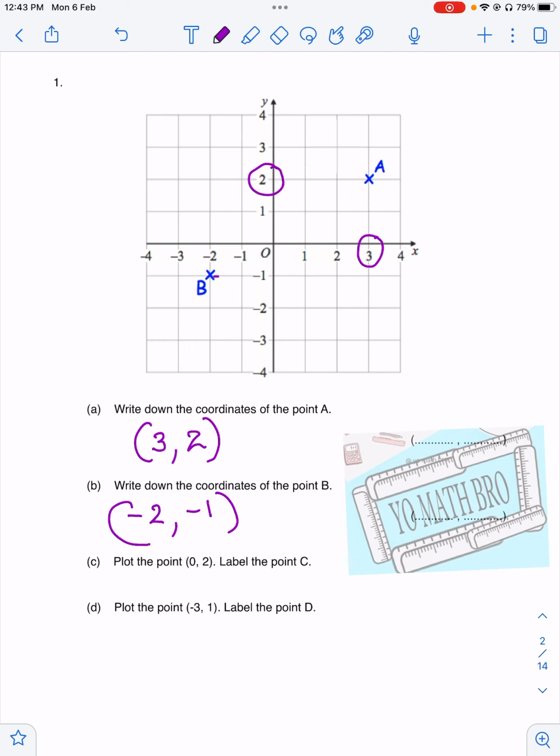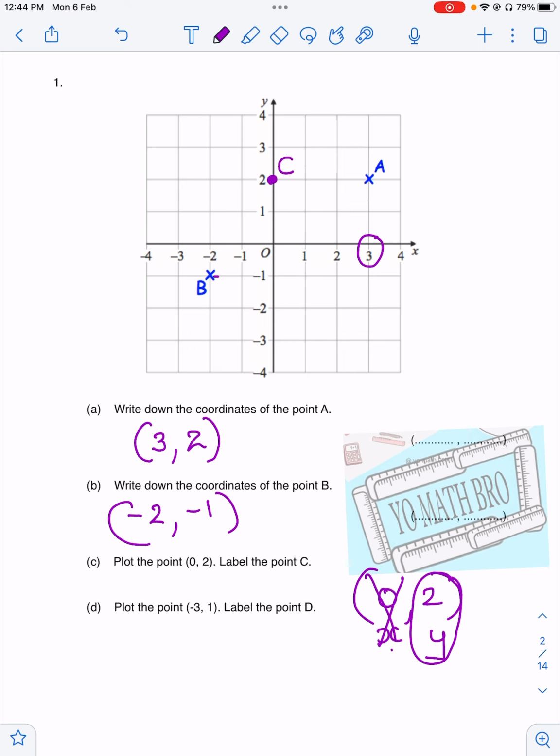Now they say the third one, question C, plot a point 0, 2 and label it point C. First step, 0, 2: the first you write will always be the x coordinate, the second will be the y coordinate. As it is 0, I know if the x coordinate is 0, the point lies on the y-axis. So I will search 2 on the y-axis. And if I see 2 on the y-axis is here, this will be my point C.